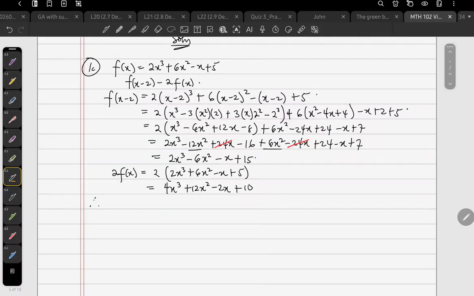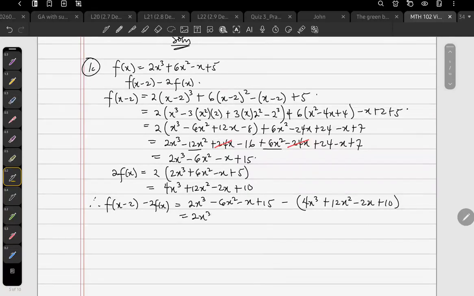So we want to do f of x minus 2 of f of x. So that's going to be 2x cubed minus 6x squared minus x plus 15 minus, it is very easy to get carried away and not put the parentheses here. That helps us to see that the negative sign should affect everything. So be careful. So this is going to be 2x cubed minus 6x squared minus x plus 15 minus 4x cubed plus 12x squared minus 2x plus 10. Sorry, minus 10. Hopefully I have not made any silly mistake along the way.